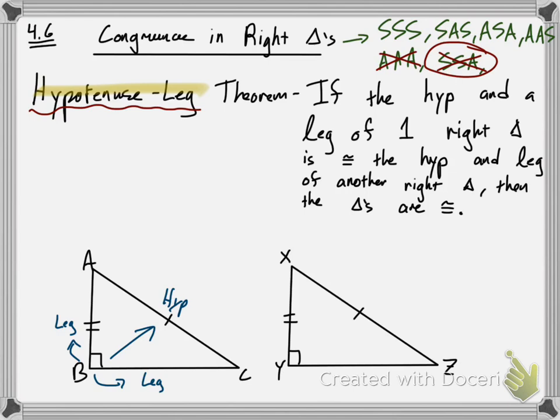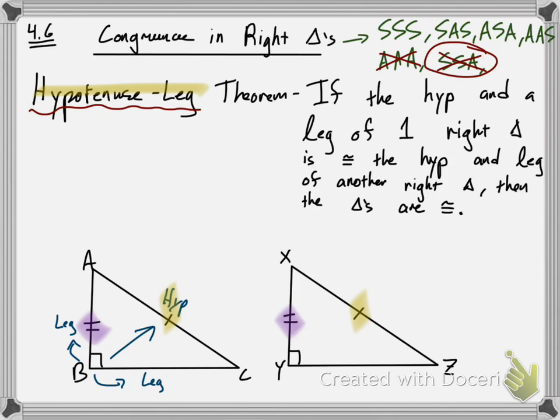And what the hypotenuse leg theorem states is that if the hypotenuse and leg of one right triangle is congruent to the hypotenuse and leg of another right triangle, then the triangles are congruent. So we have hypotenuse and hypotenuse there. We also have leg and leg. And here we can use the hypotenuse leg shortcut.